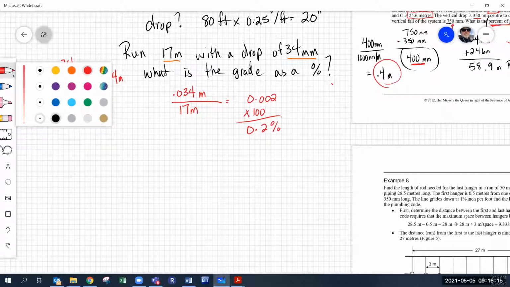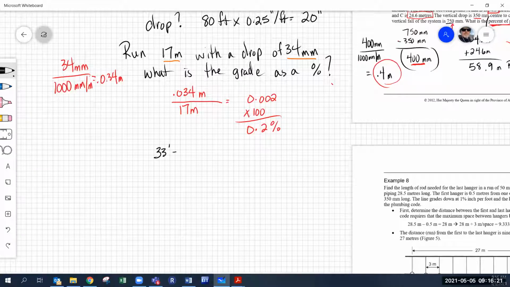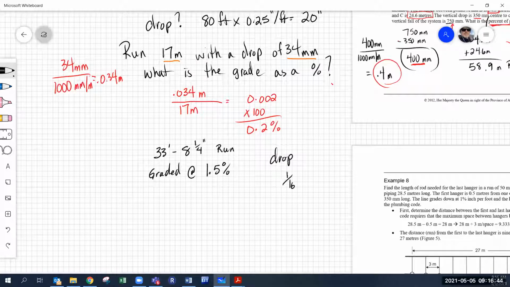Okay, one more. I have a pipe that's 33 feet, 8¼ inches long. Here's my run. This is graded at 1.5%. How much does it drop? And I want it to the nearest 16th of an inch. Put your answer in the chat.